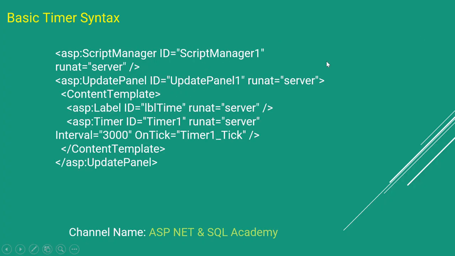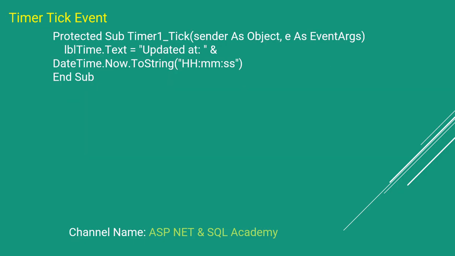Here is the basic structure. The timer control goes inside the update panel and defines its interval and tick event handler. The tick event updates the label with the current time. This happens every 3 seconds automatically.